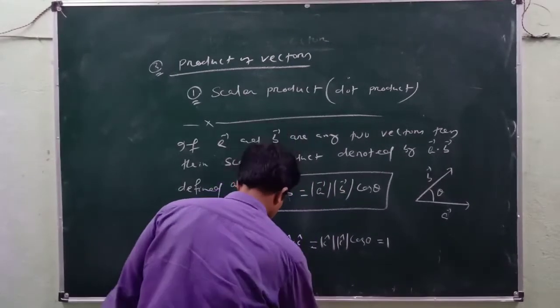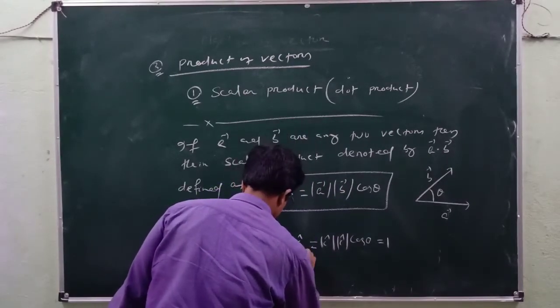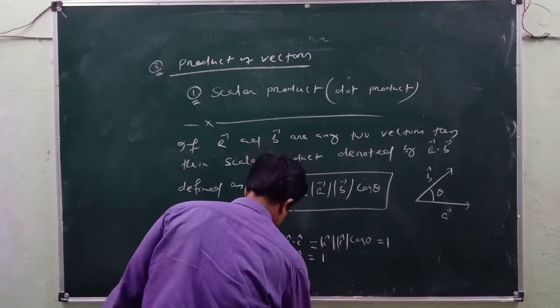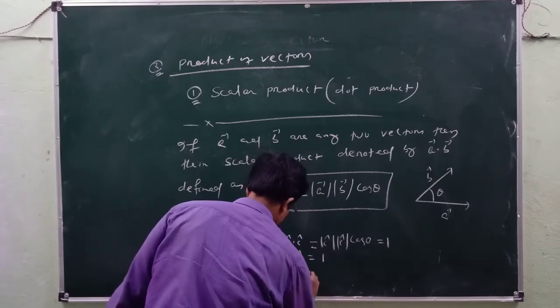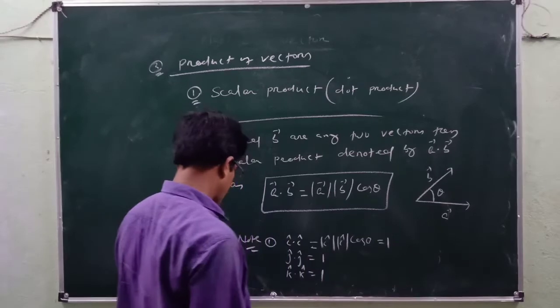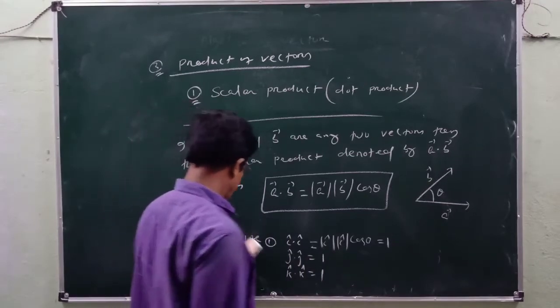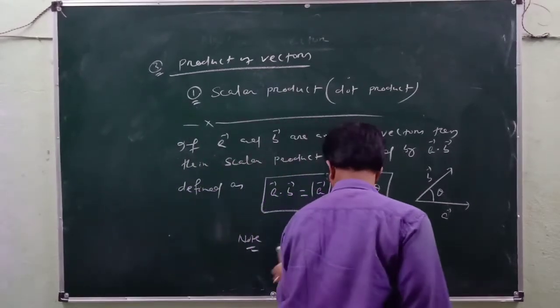Similarly, j cap dot j cap will be 1. K cap dot K cap also 1.